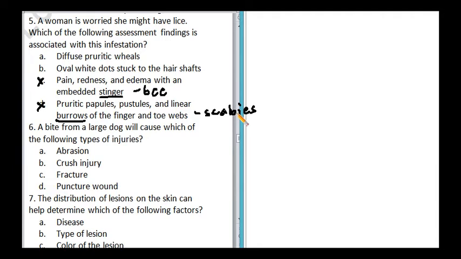So that leaves us only two options. One is the possible answer. The answer here is letter B. Why? Because letter A is seen in a patient who has an allergic reaction. Allergy. Okay. Oval white dots stuck to the hair shaft, we call these nits. This is actually the egg of your lice. So the answer here is letter B.